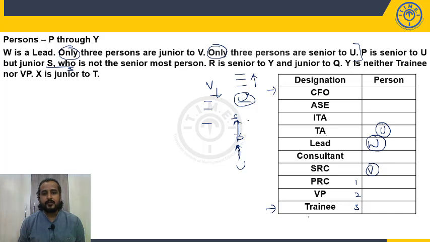S is not the senior most, so S must not be the CFO. Then before U we have only 3 positions and S cannot be the CFO. So where will S come? Here. And here will be whom? P. So very direct information.